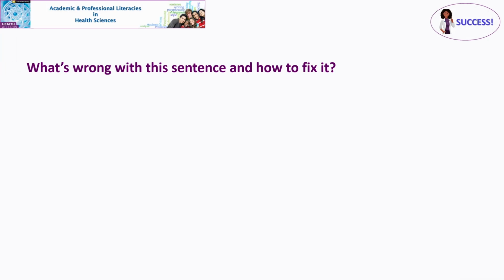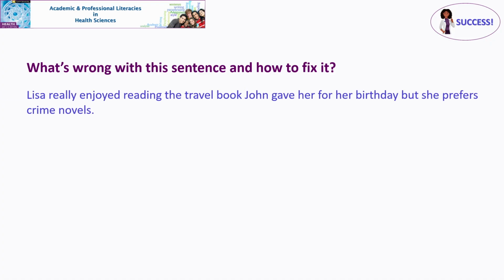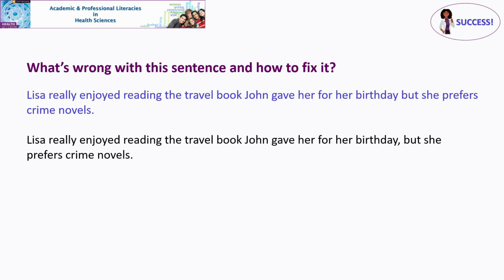Okay, let's have a look at this sentence and work out how to fix it. So here's our sentence. Lisa really enjoyed reading the travel book John gave her for her birthday but she prefers crime novels. A long sentence, a lot of information, and we need to consider how to correct this sentence. Again, using punctuation. What do you think? And if you said use a comma, you are completely correct. Lisa really enjoyed reading the travel book John gave her for her birthday, comma, but she prefers crime novels.